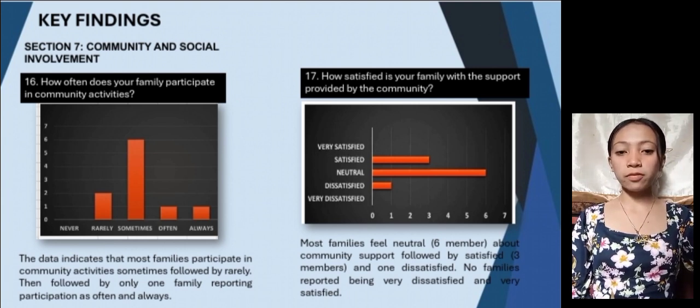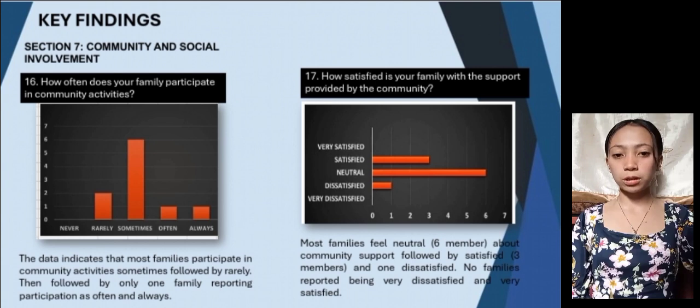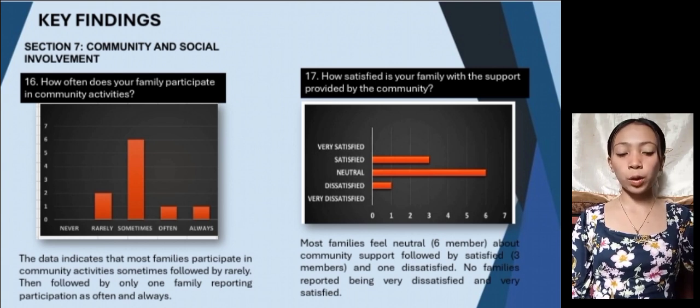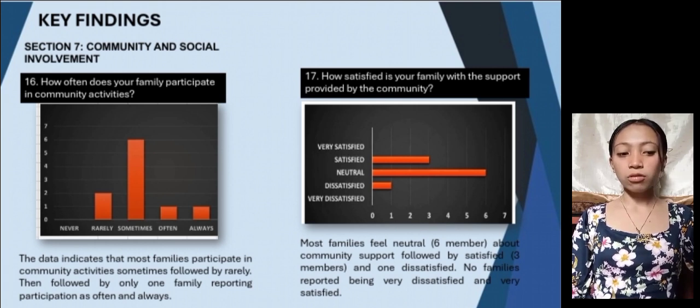In question number 17, how satisfied is your family with support provided by the community? Based on the survey that we gathered, most families feel neutral with 6% about community support, followed by satisfied with 3% and 1 dissatisfied. No families reported being very dissatisfied or very satisfied.